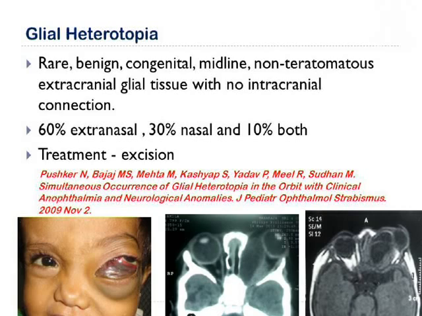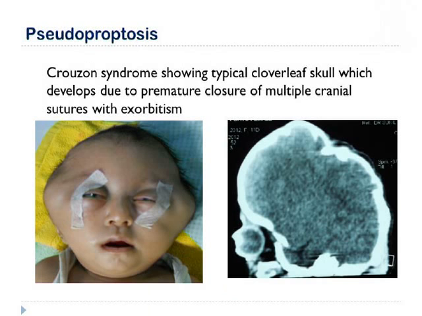Glial heterotopia, again a very rare presentation. Generally the proptosis is since birth, which is gradually increasing, as you can see in this child here. On imaging, sometimes you can confuse it with lymphangioma because you can see the cystic areas. Sometimes septae also can be there, and the treatment is excision.